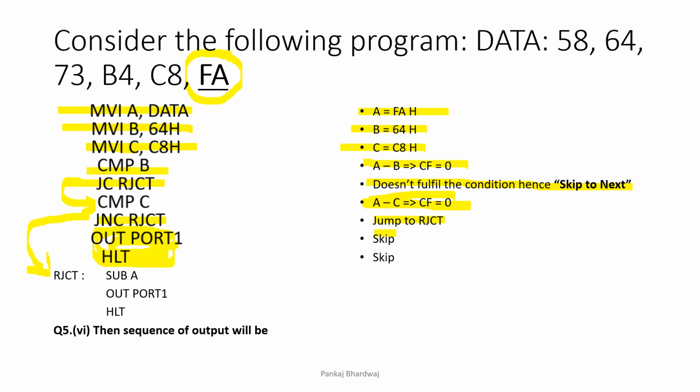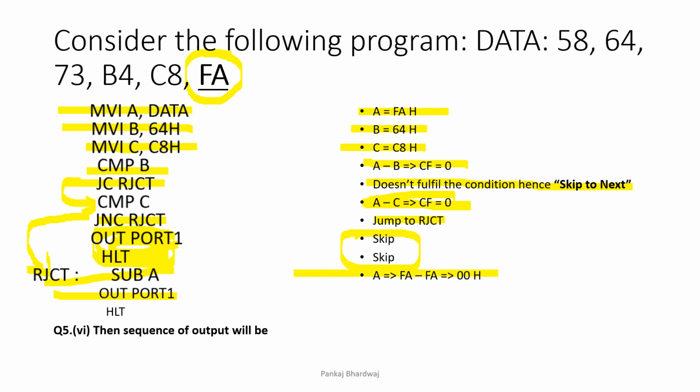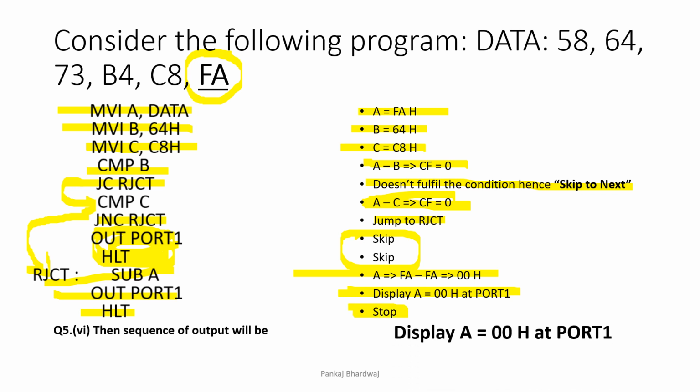So these are skipped. Subtract A, that means A minus A. A will become FA minus FA, that is 0. Output to port 1, A, that is 00, is displayed at output port 1, and this HLT terminates the program, so it simply stops the execution. So now what we get at output, A, that is 00, is displayed at port 1. Okay, thank you.